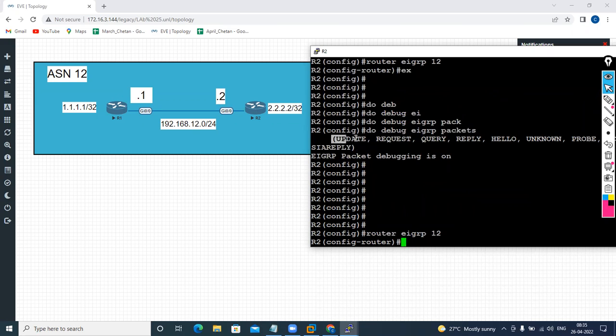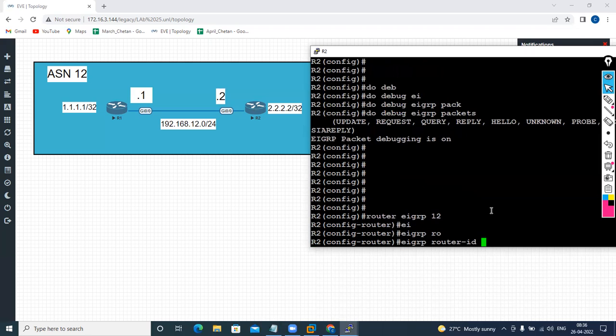Can you see here? If I do debug, it will do debug for all of them. Can we do it for a specific neighbor, if we have multiple EIGRP neighbors? Yes, you can do that. Okay. So EIGRP router ID will be 2.2.2.2.